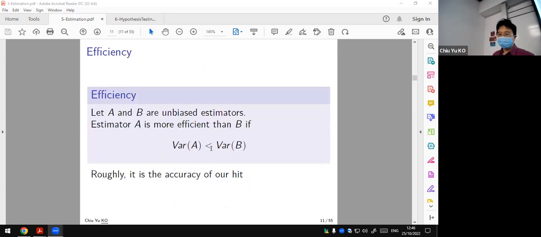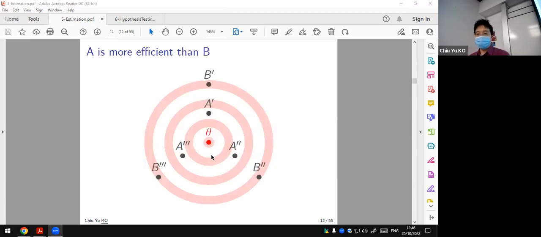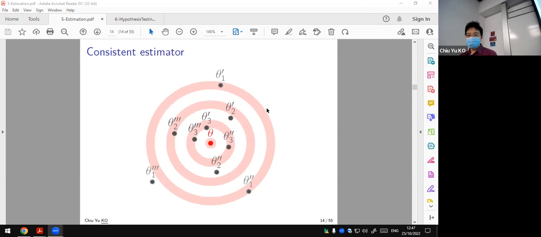The second one, efficiency, is about comparing two estimators that are both unbiased, that is, on average hitting the target: how accurate they are. A is actually smaller than B because A is more inside than B, so A is more efficient. Okay. The third one is consistency.